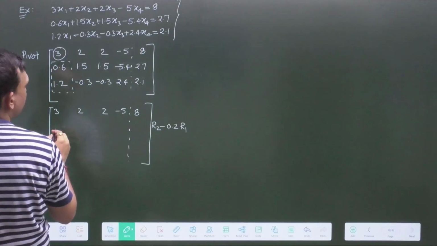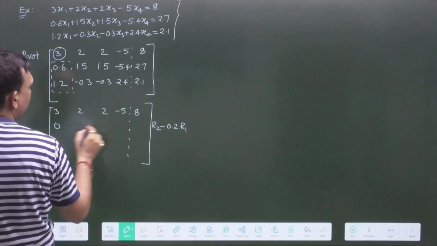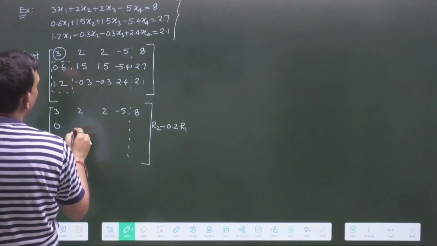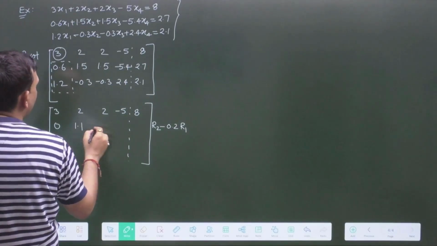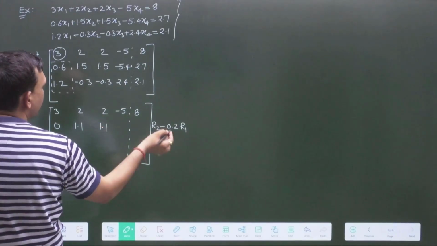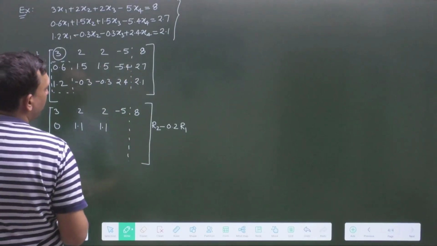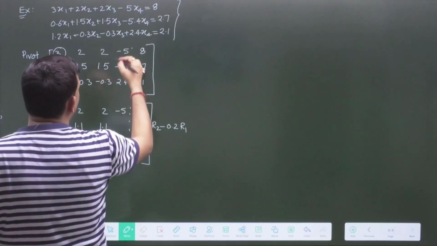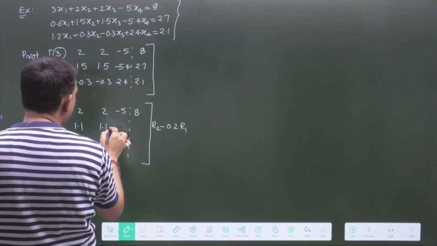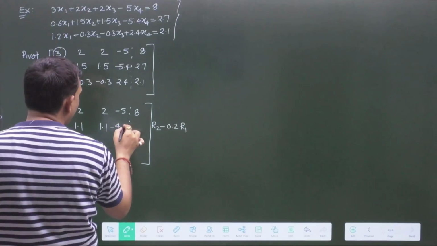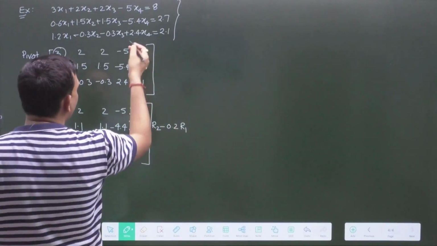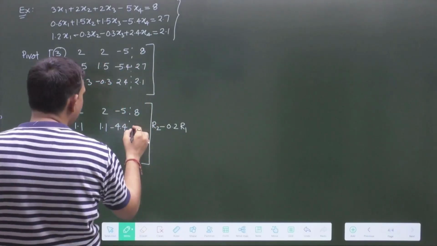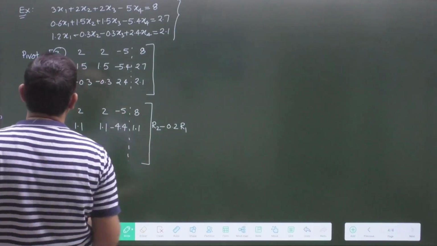So what you will get? This is 0. This will be 0.4, 1.5 minus 1.1 here. This is also 1.1, and this will be multiply with 0.2. So this is 1, and this is minus 4.4. And what will be this value? 0.2 is 1.6. So 2.7 minus 1.6 is 1.1.